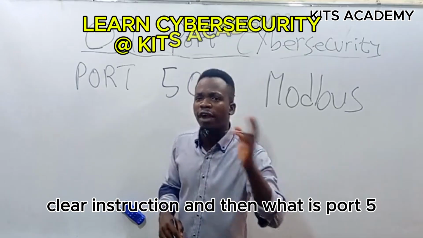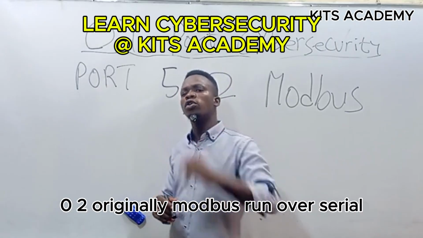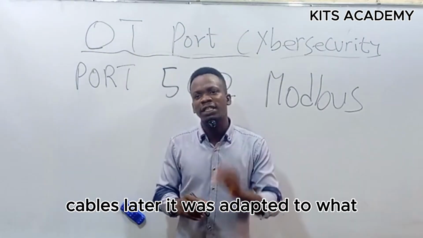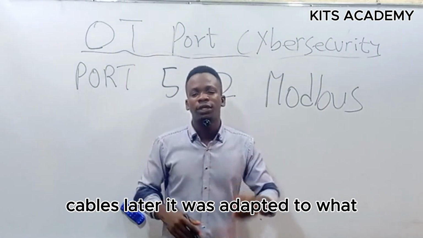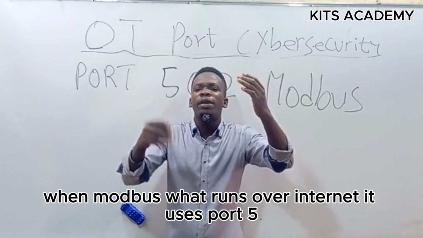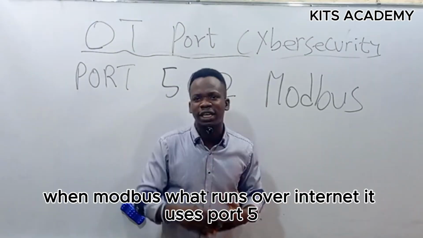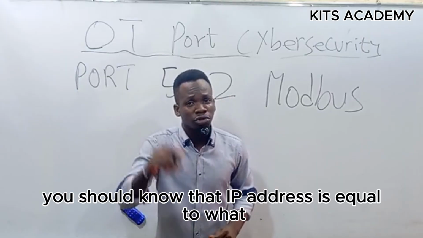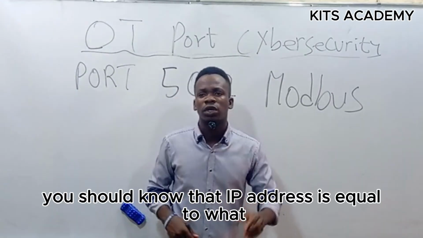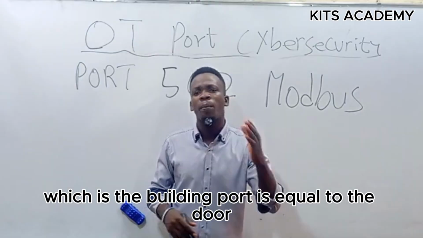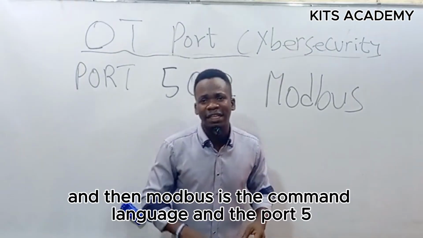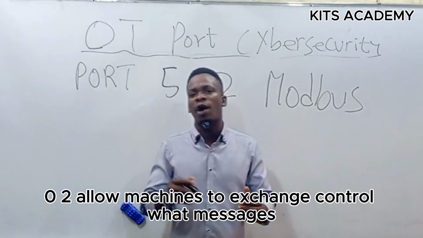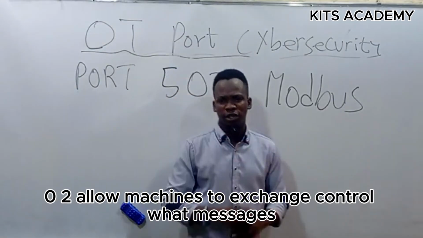And then what is port 502? Originally Modbus ran over serial cables. Later it was adapted to the internet. When Modbus runs over the internet, it uses port 502. Now a simple reminder: an IP address is equal to the machine location, which is the building. Port is equal to the door, and Modbus is the command language, and port 502 allows machines to exchange control messages.